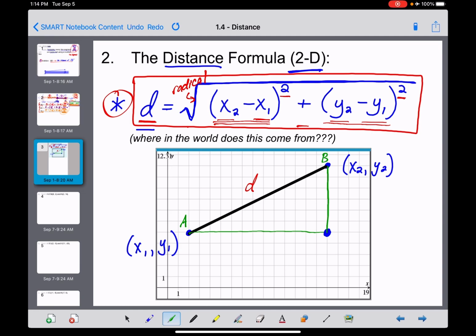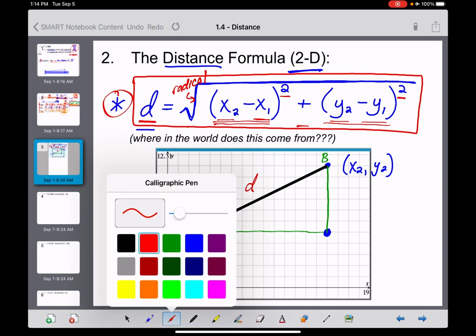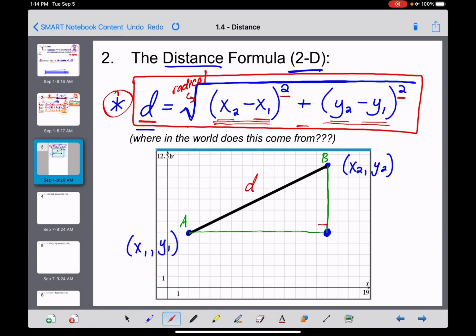And what in the world have we just drawn here, guys? We have ourselves a right triangle. And that's really important because there's something we can do with right triangles here that I'm hoping you guys remember from last year. I'll get to that in just a second.